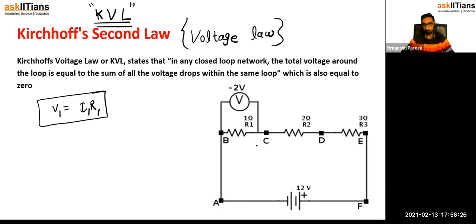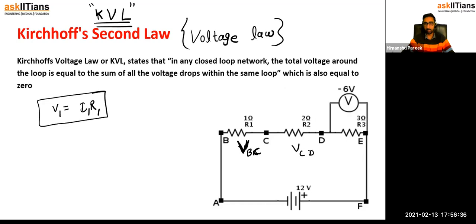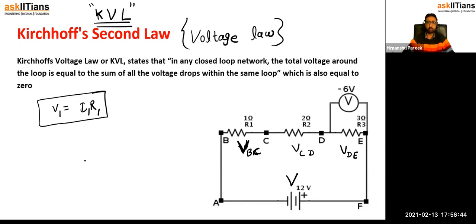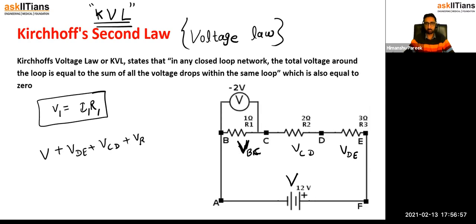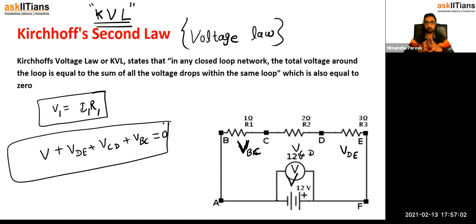It says that suppose across this one the voltage is VBC. I'm just writing some symbols here. Across this resistor the voltage is VCD. Across this resistor the voltage is VDE. All right. And this is the battery. So Kirchhoff voltage law says that the sum of potentials V plus VDE plus VCD plus VBC would be equal to 0. The sum of all the voltages would be equal to 0.